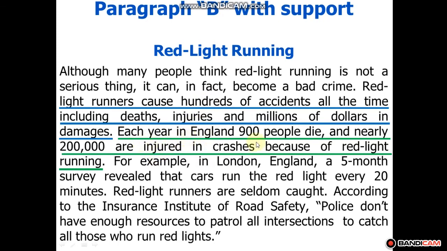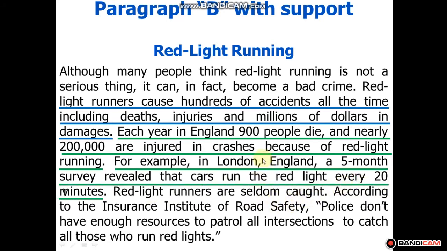Okay, statistic. Now these are statistics. Each year in England 900 people die. Well, this is approximation. Okay, and nearly, well, this is 2 lakh are injured in crashes because of red light running. Okay, and then an example. For example, in London, England, a 5-month survey revealed that cars run the red light every 20 minutes. Red light runners are seldom caught.